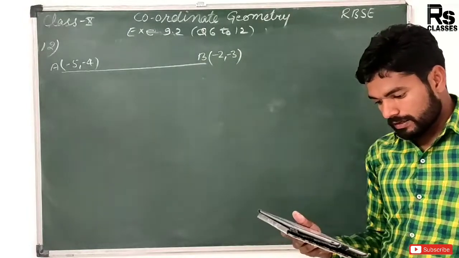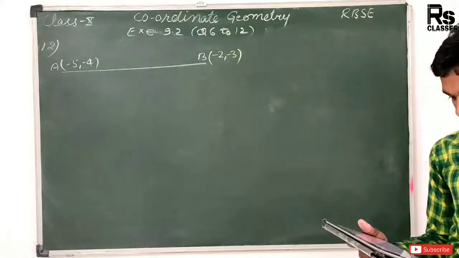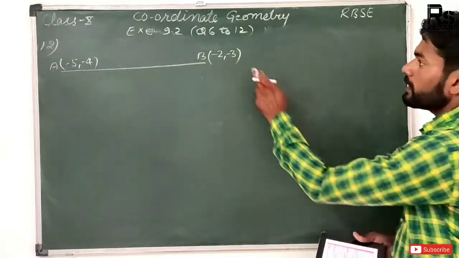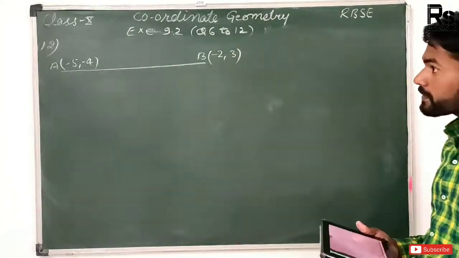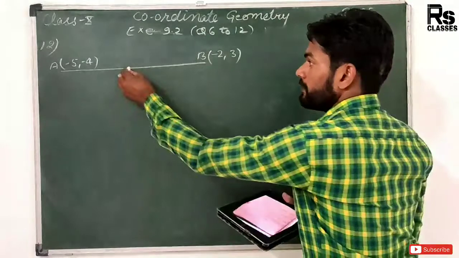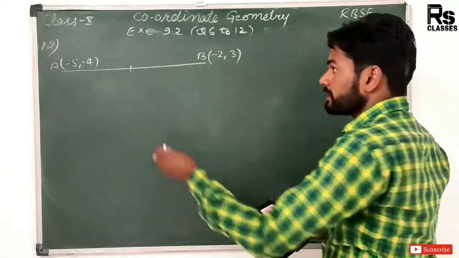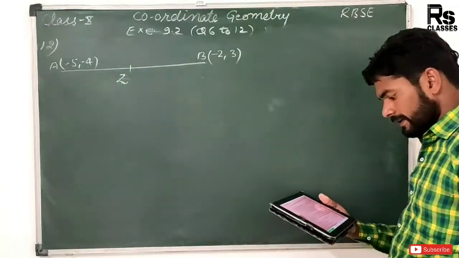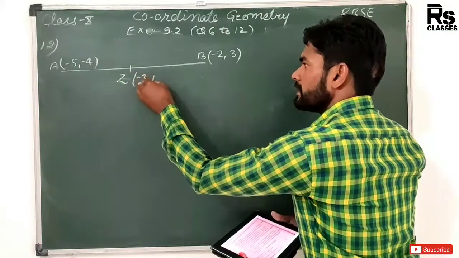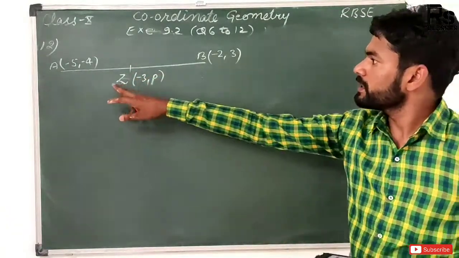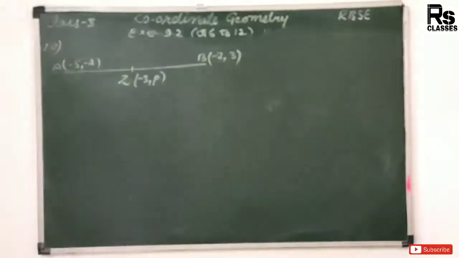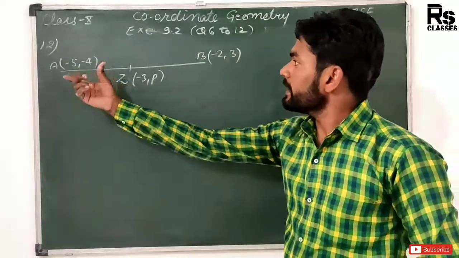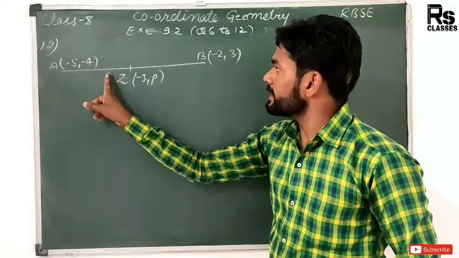The value is not clear. Pause the video. -2 comma 3, and the point which divides this line segment, let's suppose it is point Z, -3 comma P. Because here P is given, we could commit a mistake, therefore I use Z here. We have to calculate the ratio in which Z divides AB.